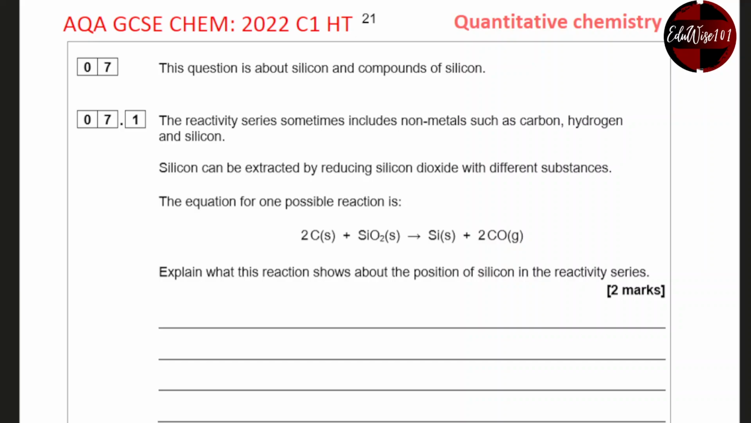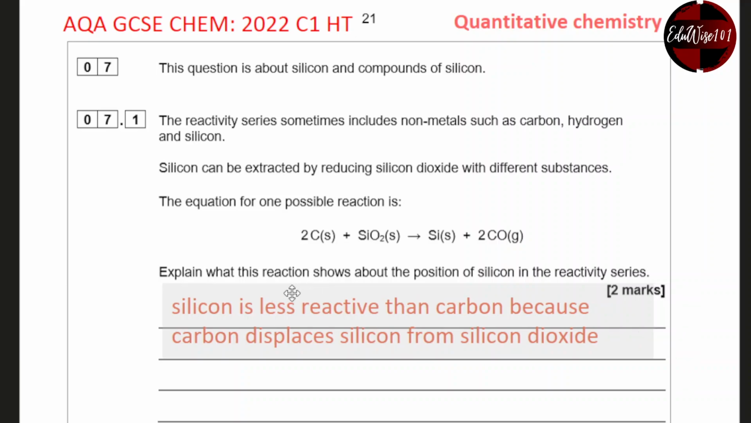Silicon has to be less reactive than carbon for carbon to displace the silicon from the oxygen to form carbon monoxide. If not, the carbon is not going to displace it. So what this reaction shows is silicon is less reactive than carbon because carbon displaces silicon from silicon dioxide.